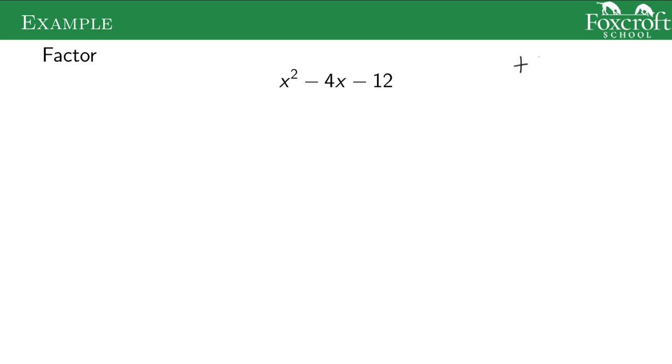I want to add to give b, -4. I want to multiply to give a times c. What is a in this case? It's the number in front of x squared. If there's nothing there, that means it's a 1. And so in this case, 1 times -12 is -12.